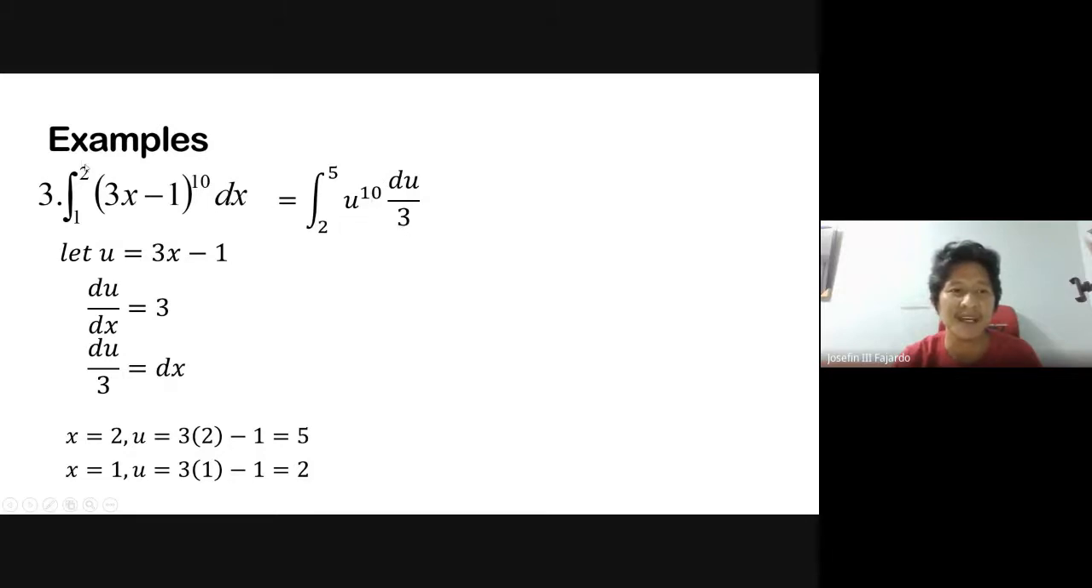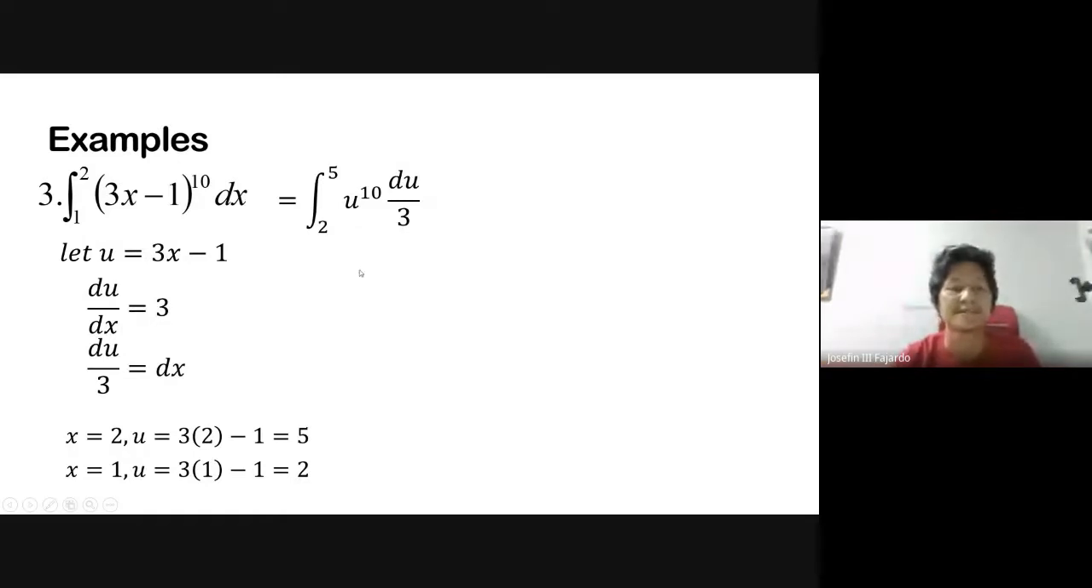Baka isipin natin, di ba, dito sa integral natin from 1 to 2 na to, baka itong 2 na to mapunta lang doon. Hindi ha. Nagkataon po na yun ay parehas na 2, pero magkaiba po yun. Galing po yun sa pagkuha natin ng value ng u. So when x is 1, sinubstitute natin dun sa ating transformation na 3x minus 1, nakuha natin na yung u ay 2, kaya naging 2 itong nasa baba. Hindi galing yun dun ha.